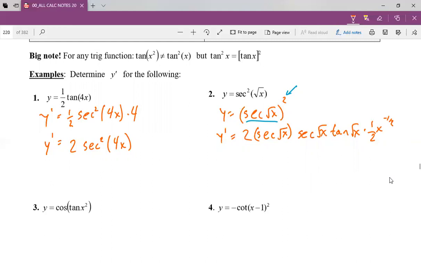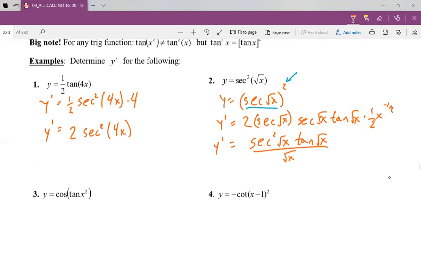In our next step, we have 2 times secant root x times secant root x again times tan root x times 1/2 x to the negative half. That coefficient of 2 and of half, they divide away. We end up with secant squared root x, because there's 2 factors of that. There's tan root x upstairs, and then our last part is this is all over root x prime, and we're done. Whew, lots going on.